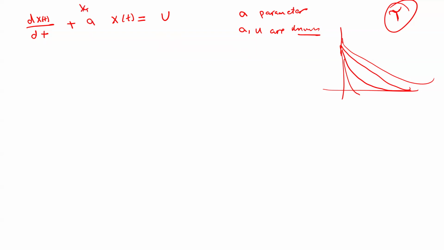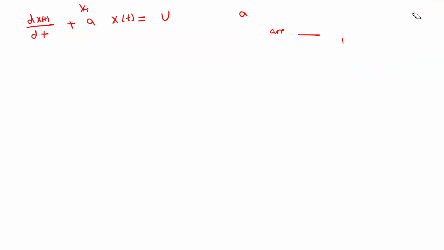Still, I want to focus on the mathematical part. You have an equation with a first order derivative, and then you have a number. This number is given to you, u is constant, and I want to find x of t. The solution here is x of t equal to two parts: one part we call xn of t, plus a second part, xf of t.